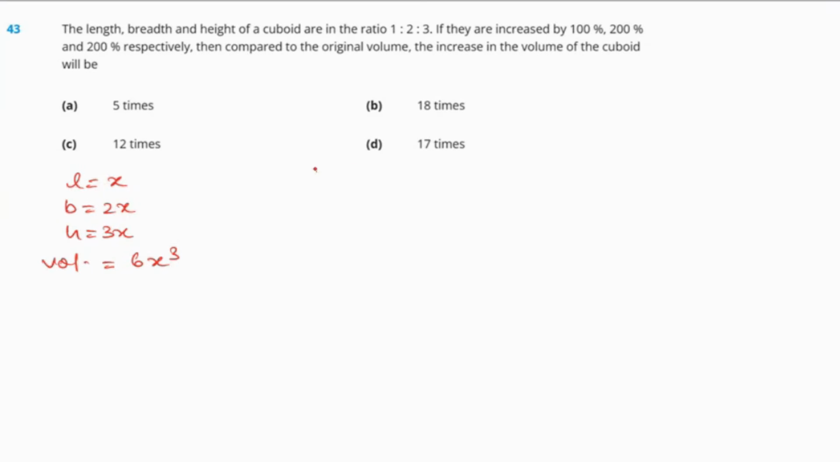Correct. Now the new L has increased by 100%. Okay, so increased by 100%, which means L plus L. So it becomes what? 2L. Now the breadth, new breadth, increased by 200%, which means the breadth plus twice of breadth. Okay, it has increased by 200%. So B plus 200% of B. Okay, so it becomes what?